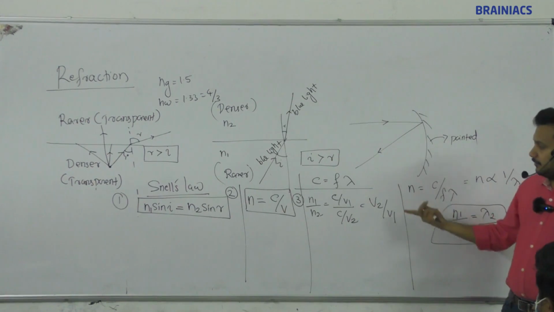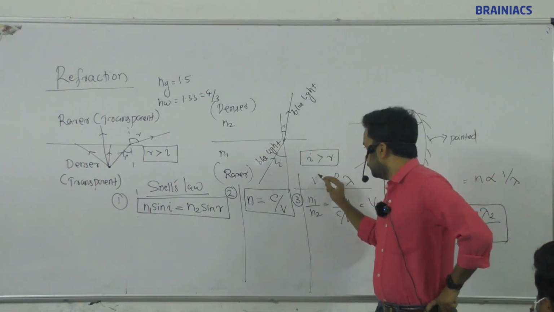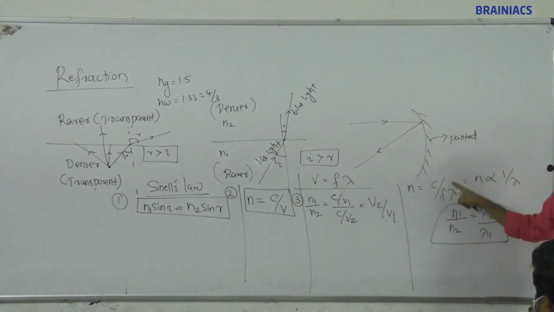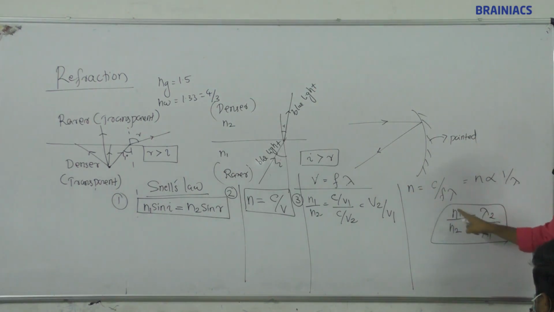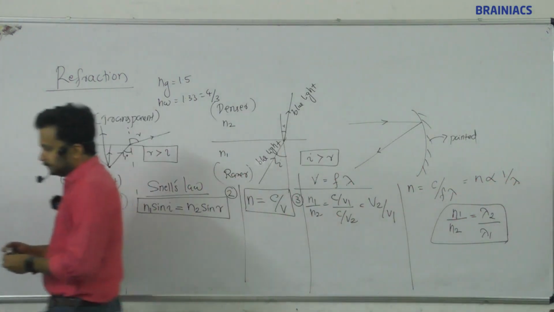Another way of writing this one: instead of C I can write V also. I substituted here n is equal to C by f lambda. C is fixed, f is fixed for a light. Then lambda, the wavelength, will be changing. So n is proportional to 1 by lambda. So n1 by n2 is equal to, in the opposite way, lambda 2 by lambda 1. We will write all these points.